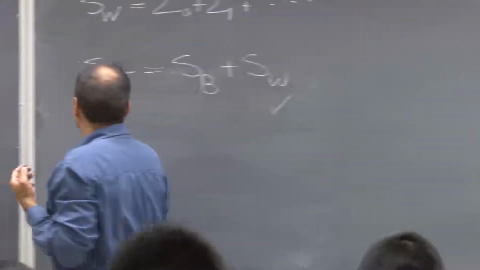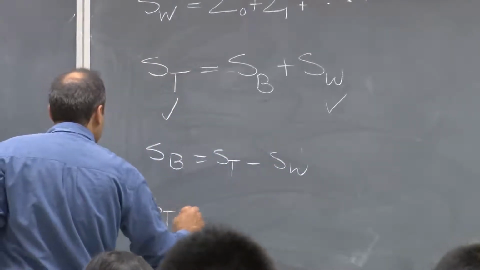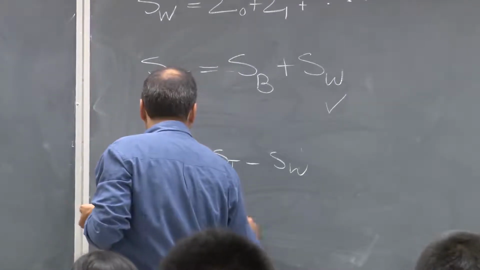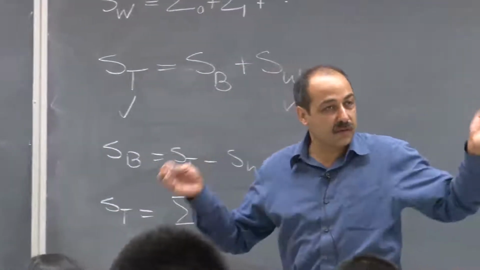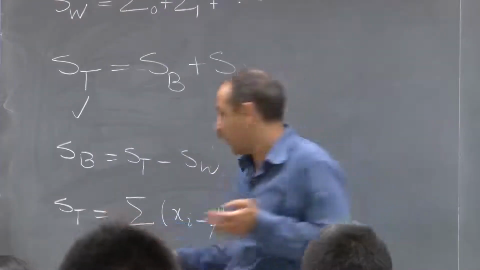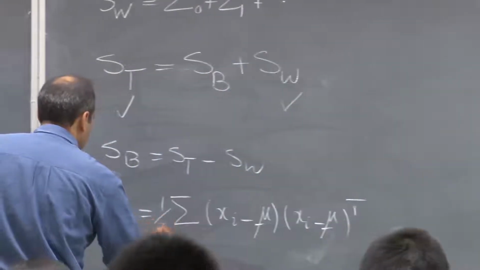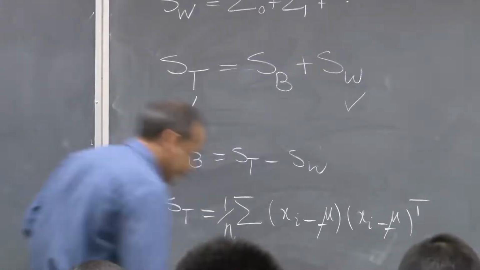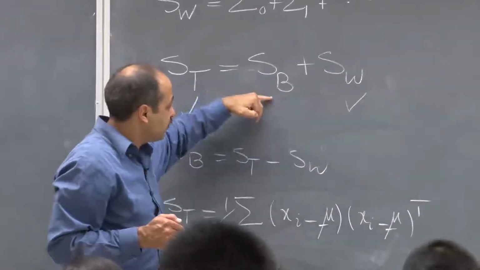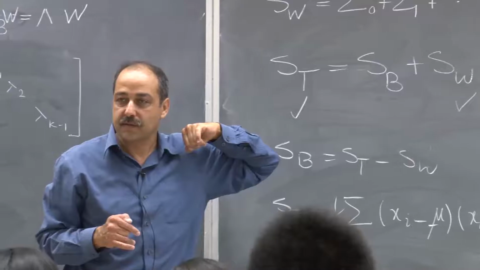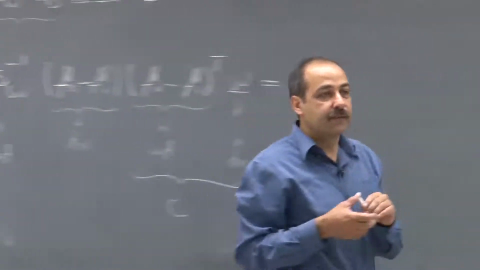So basically, you can compute SB as ST minus SW. SW is easy. ST is also easy. It's just the sum of xi minus mu of total, I mean, all of the data points together regardless of the class, xi minus mu transpose, times 1 over n. Okay? So this is total variance. You have within class variance, so it's easy to compute between class variance for a multi-class problem. Good question. Any other question?